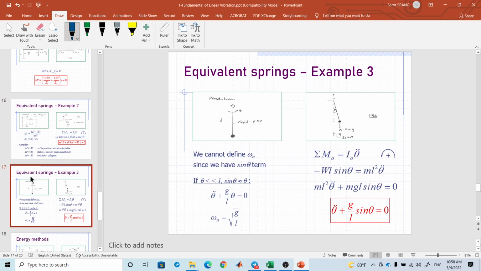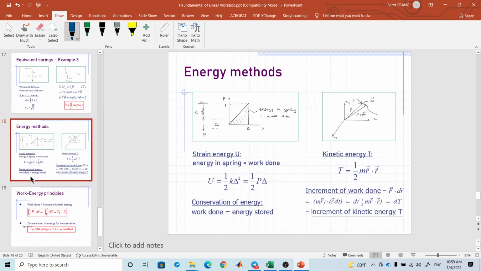This one is also a pendulum. The equation of motion of a pendulum is also second order. And the energy method can be used to derive the vibration equation, or equation of motion. So there's potential energy.